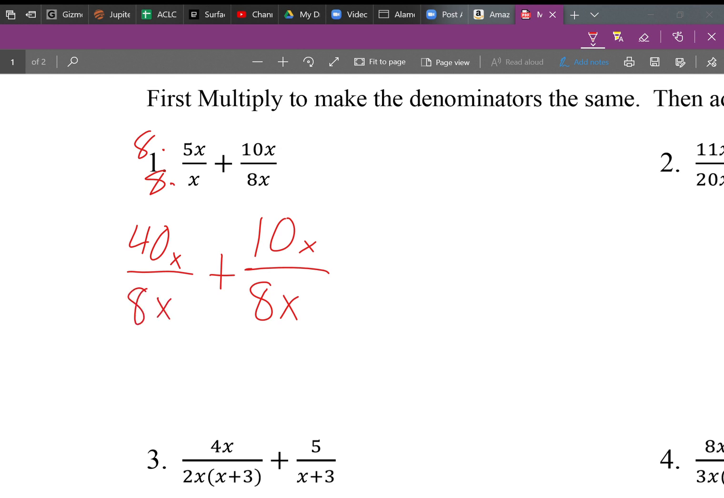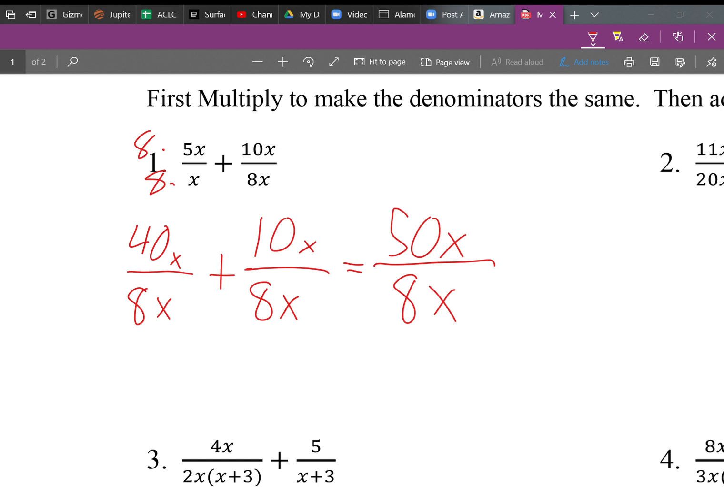And now I can see that my denominators do now match. So now that they match, I'm going to add the numerators. 40x plus 10x is 50x. The denominators, we don't add them, we just bring it over, 8x. I didn't ask you to simplify it, so you can stop right here.